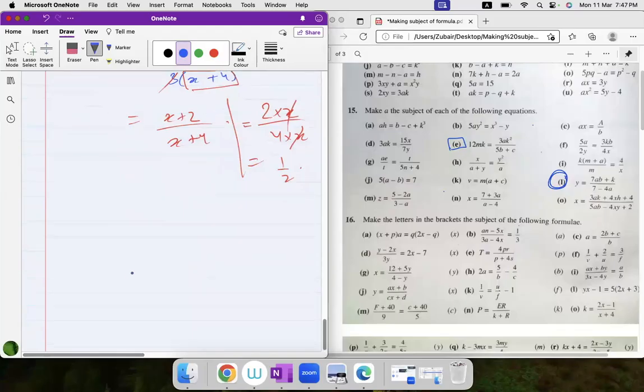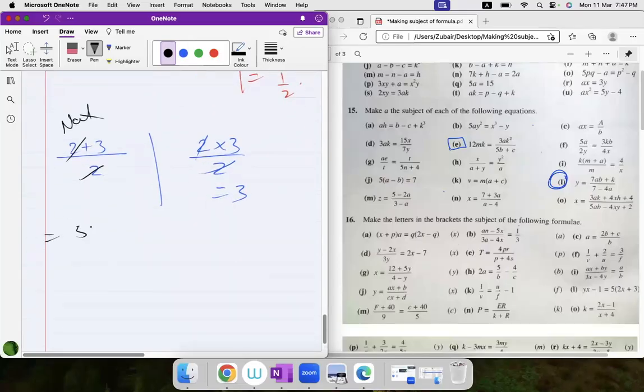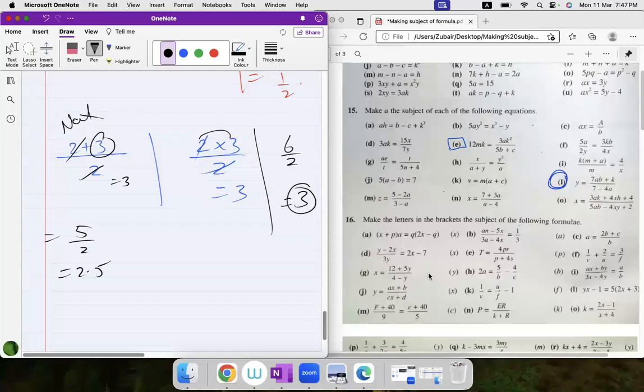For example, if I have 2 plus 3 over 2, I cannot divide these. If I have 2 into 3 over 2, I can divide and get 3. And we cannot do that. Why so? Because 2 plus 3 is actually 5 by 2, which is 2.5. This is giving us 3 if we cancel it out. On the other side, if you just multiply 2 into 3, that would be 6 by 2 and still land with a 3.